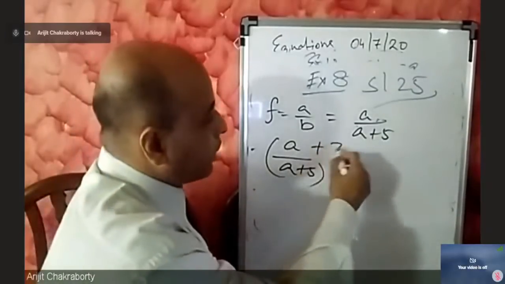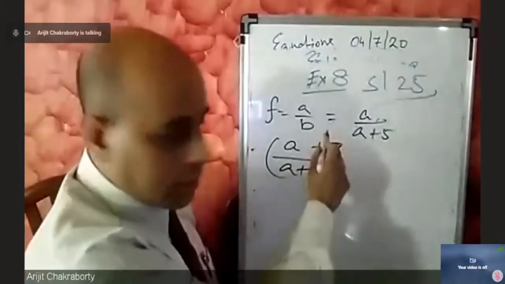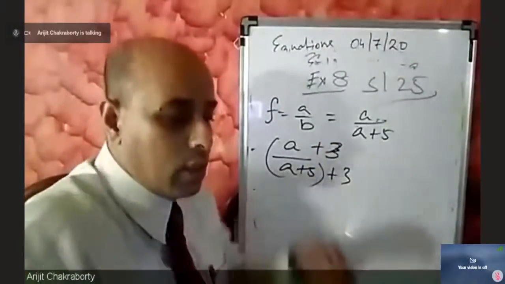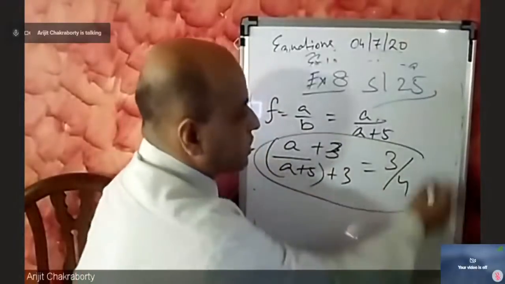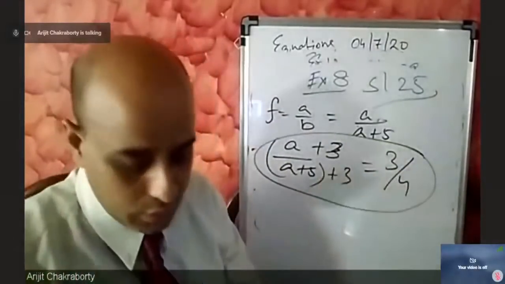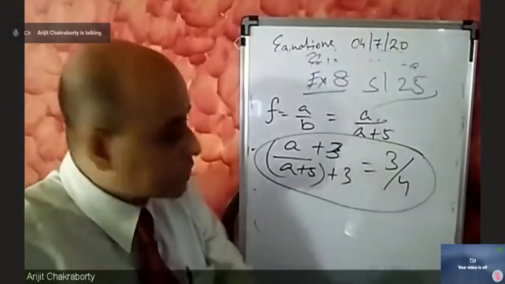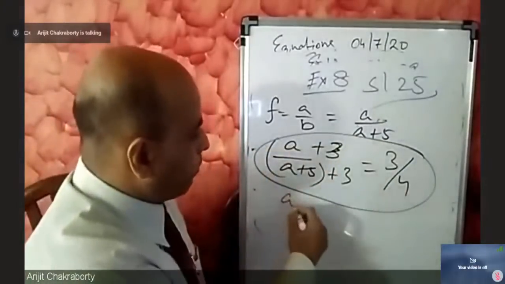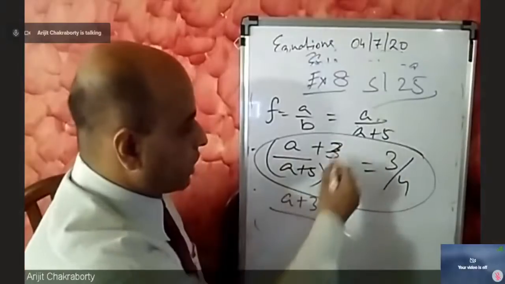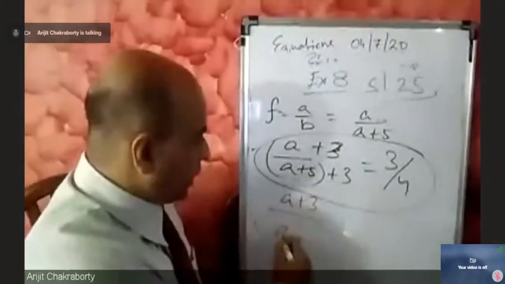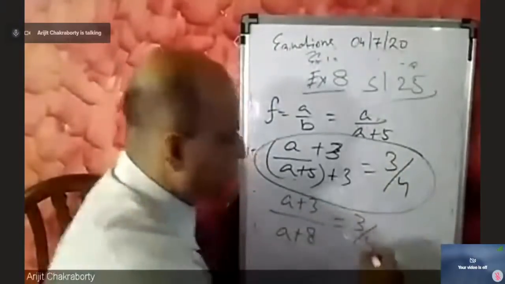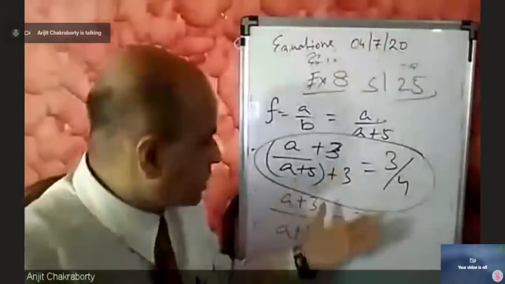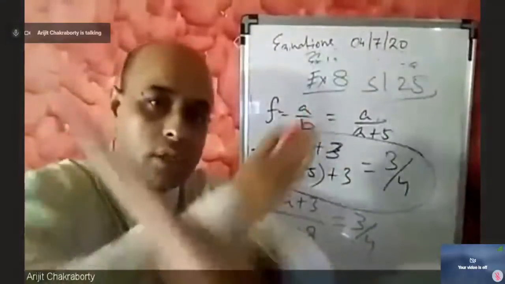So the original fraction is a by a plus 5. I am adding 3 to the numerator and also adding 3 to the denominator. The fraction now becomes 3 by 4. This is the relation given in the problem. So we simplify: a plus 3 in the numerator, and in the denominator we get a plus 8, equal to 3 by 4. We just do a cross multiplication.